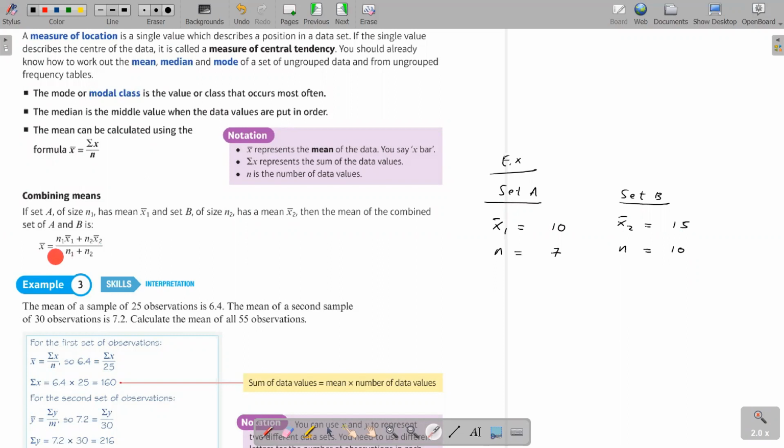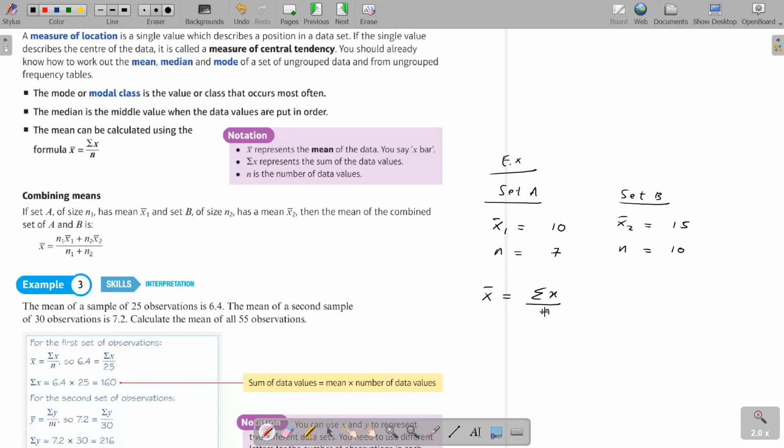What do they want you to do here? What they want you to do is combine these two classes together. So at the end of the day, 10 plus 7, there are 17 members altogether. What is the combined mean of both of them together? That's what they want you to do here. So according to this formula, what do you have to do? I think this formula should make sense to you, because what is mean? Sigma x over n, right?